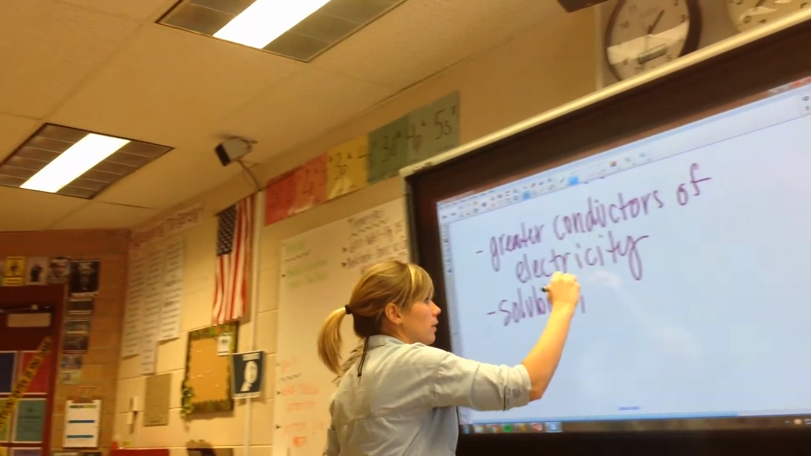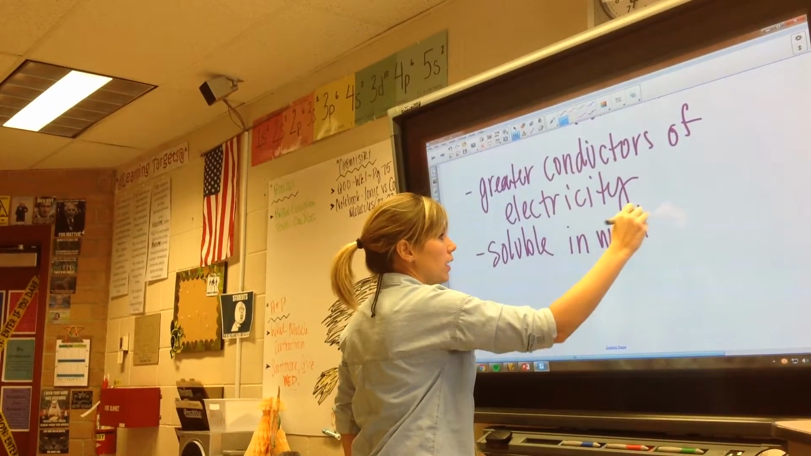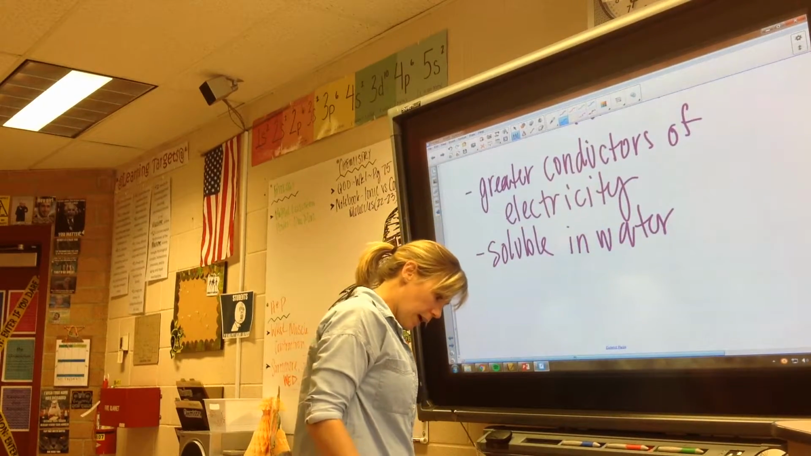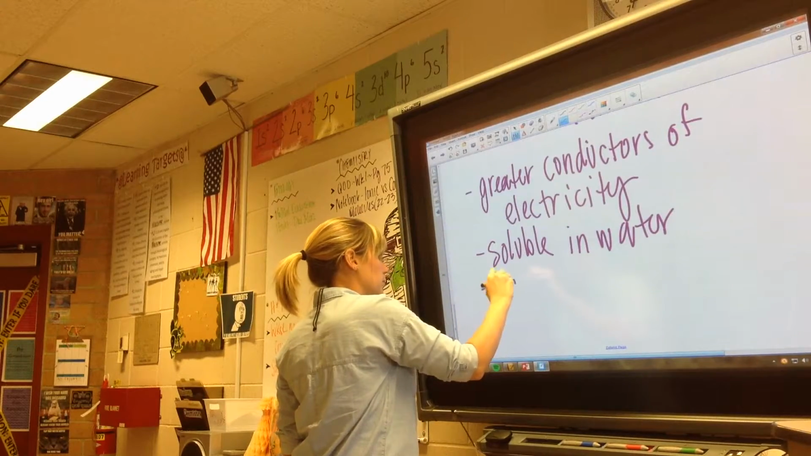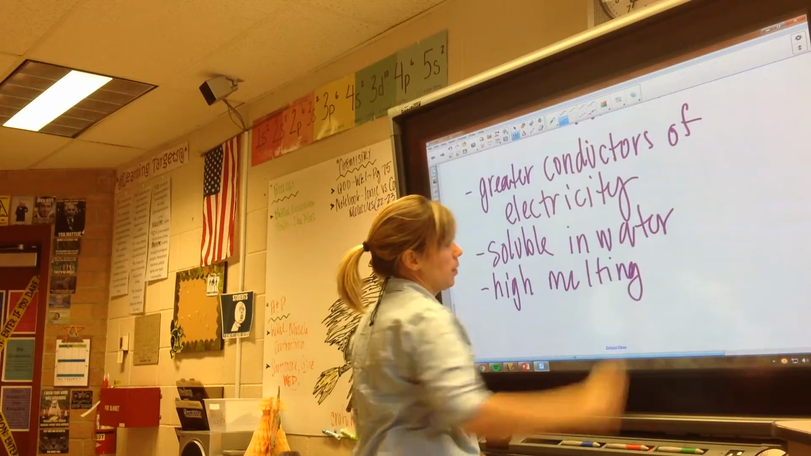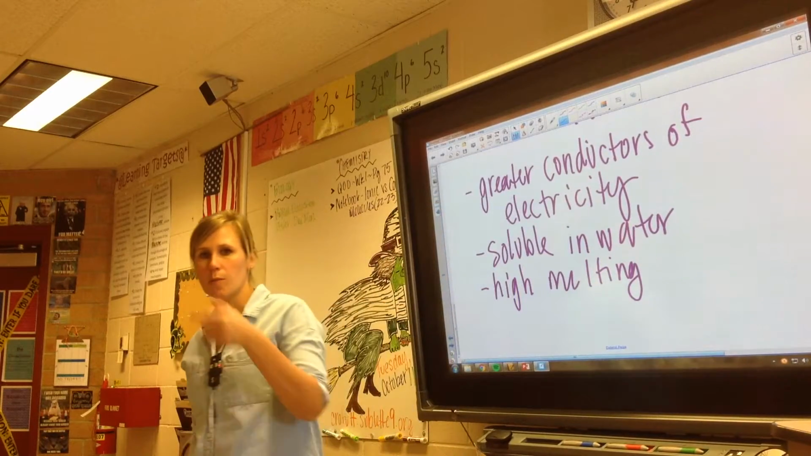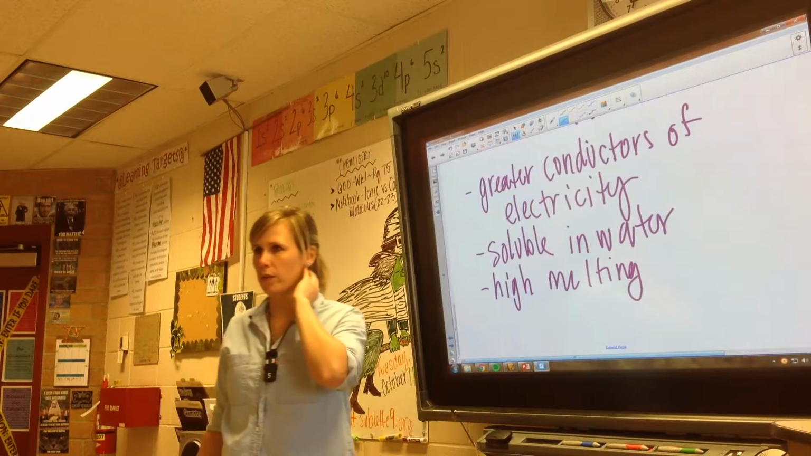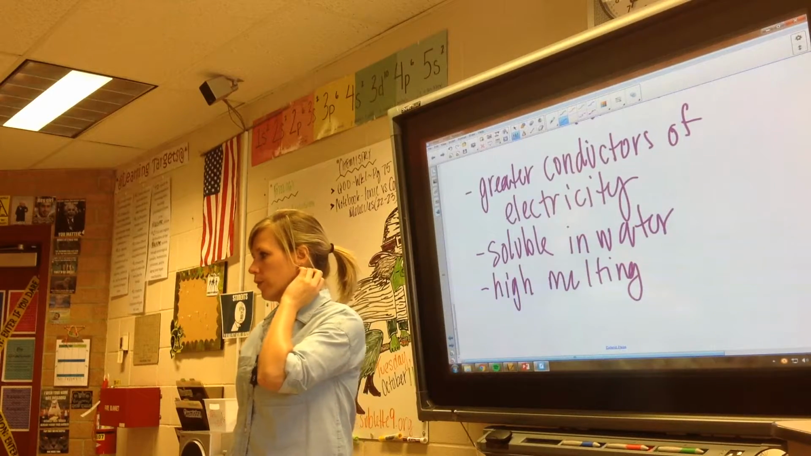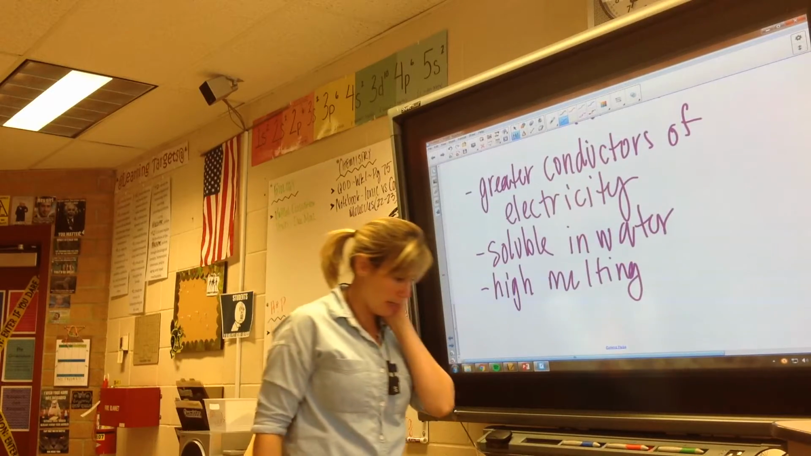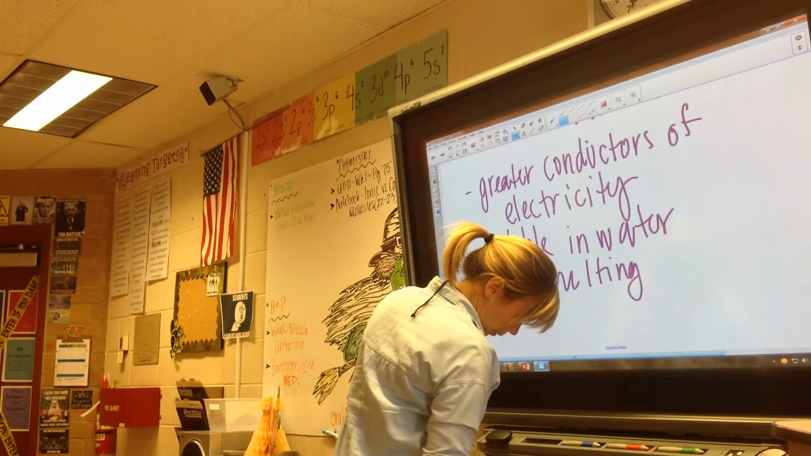So soluble in water. You throw salt in water, it's going to dissolve pretty quick versus some covalent compounds. It's going to have a high melting point. So we will hold some ionic compounds over our Bunsen burners tomorrow, and you will see that it would take you holding that over there a long time, too long for the aluminum foil that you will be using to get them to melt. The aluminum would probably melt first.